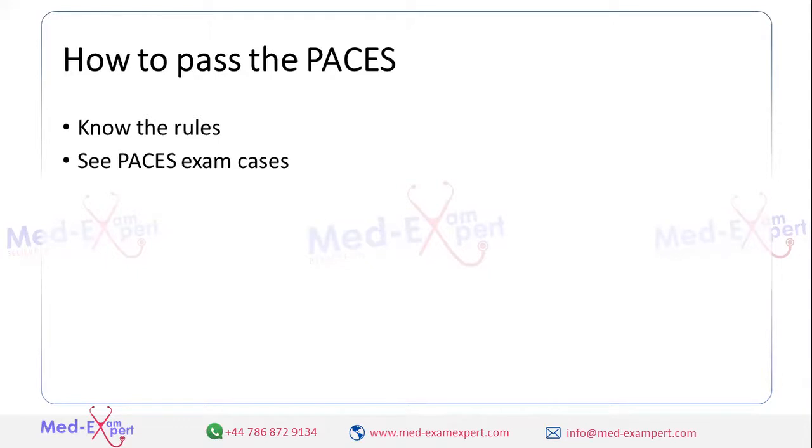See the PACES exam cases. You may be a busy practitioner, you may be working in a multi-specialty hospital, you may be seeing hundreds of patients a day, but remember PACES cases are like this: we have about 8 to 10 cases for each system. You need to see them. There's no point in seeing a case of pneumonia consolidation. There's no point in seeing some complex respiratory case without seeing the PACES exam case.